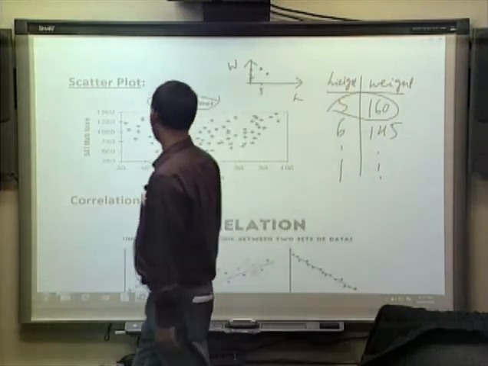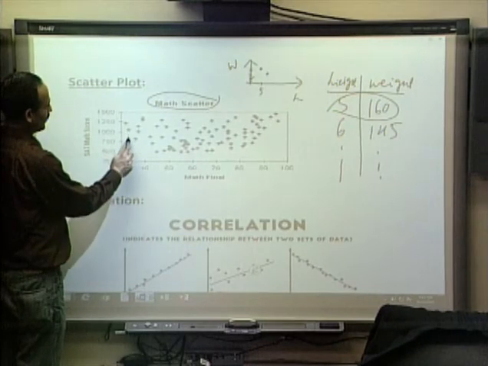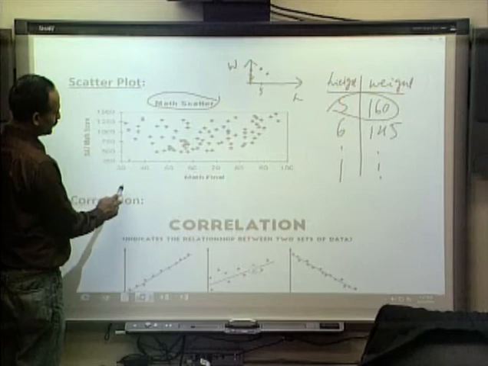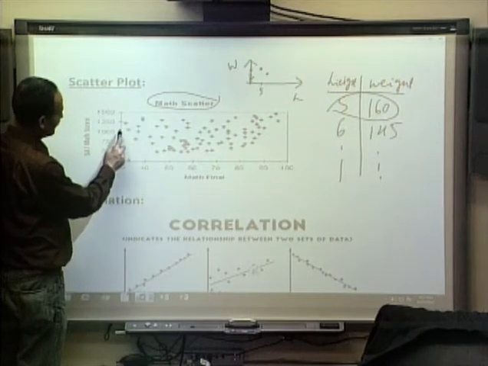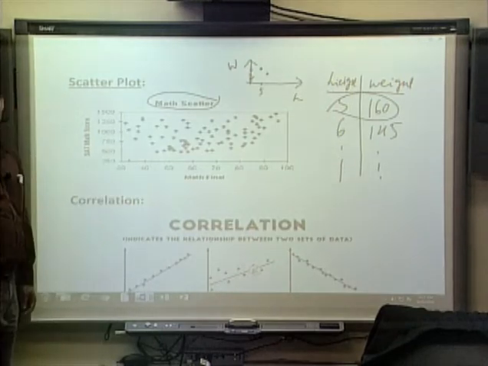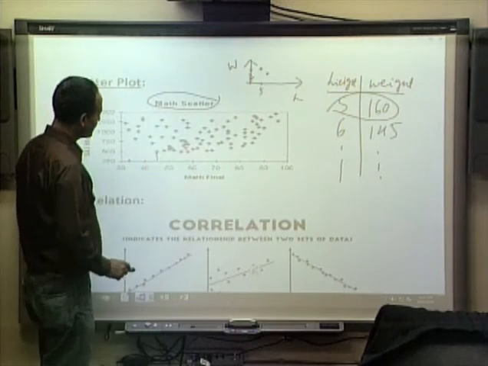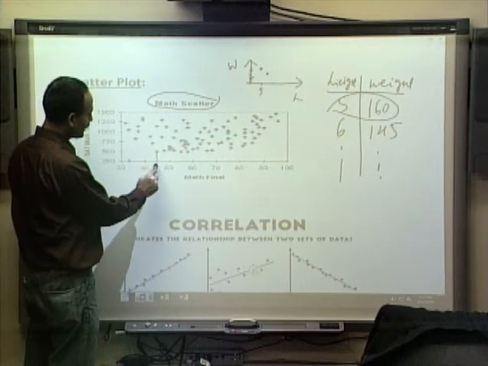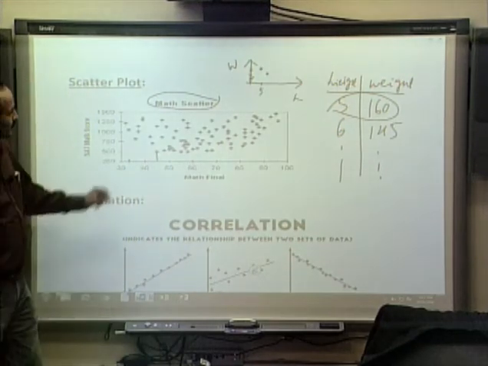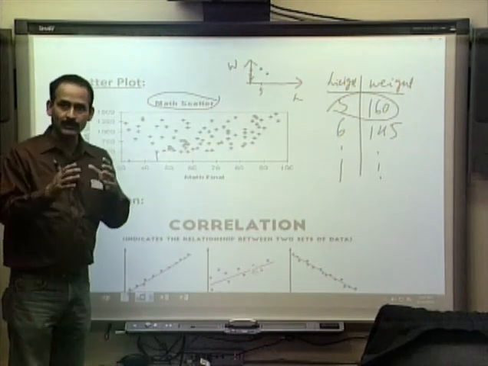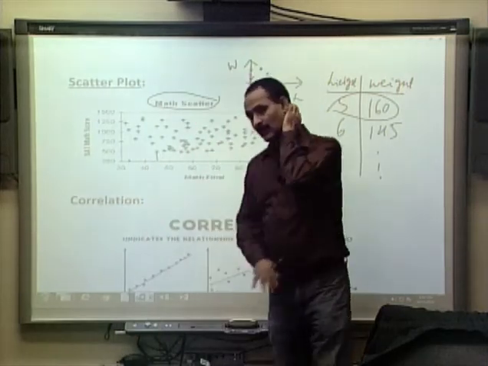So for example, looking at this dot, it represents a student whose math final exam score was around 33 and SAT score was around 1100. This observation tells me there is a student whose math final score is like 45 and SAT score is 500. So these dots represent both math final exam score and the SAT score. This plot is called a scatter plot.